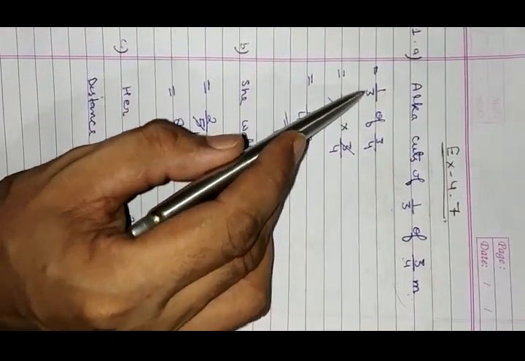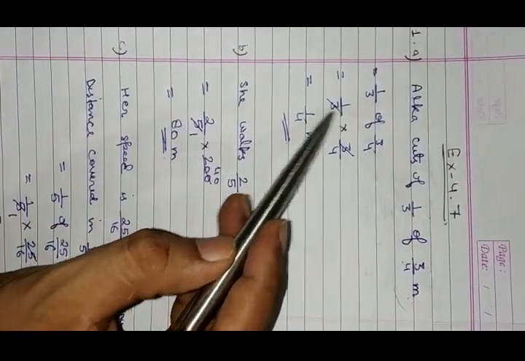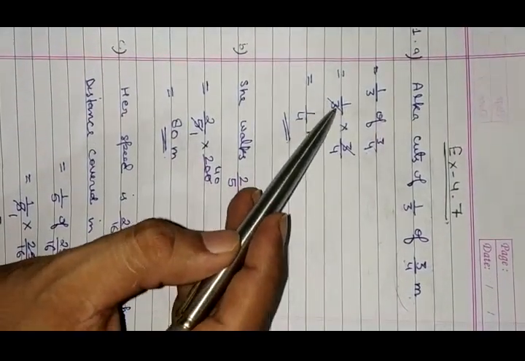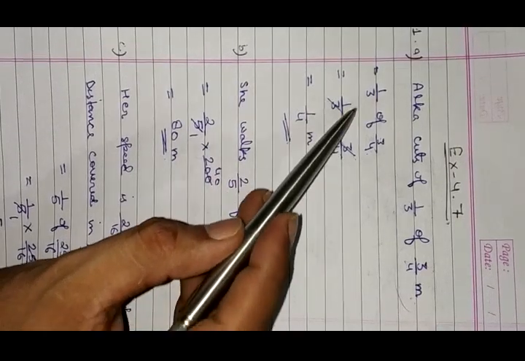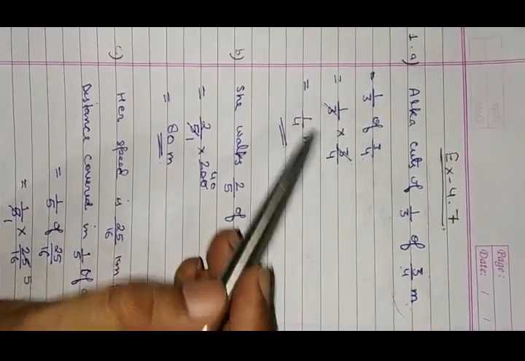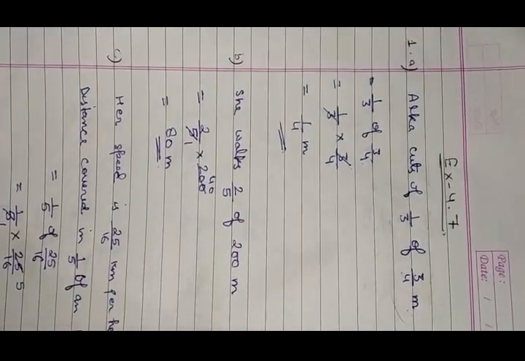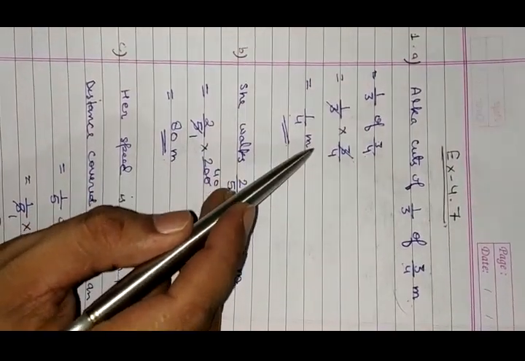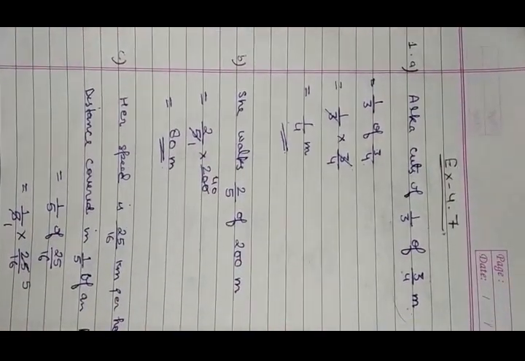Now you can solve 1 by 3 of 3 by 4. 1 upon 3 into 3 upon 4. The 3s cancel out each other. So numerator is 1 and denominator is 4. So 1 by 4 meter. She cut off 1 by 4 meter of ribbon.